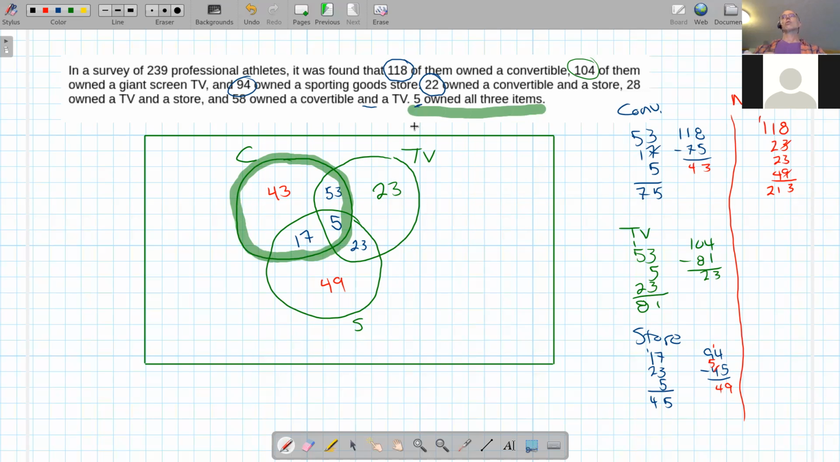There should be 239. So the difference, 26. There's 26 of those athletes surveyed that didn't own a convertible, didn't own a TV, and didn't own a store. And once I have that, I can answer any of those other questions that I had about these sets.